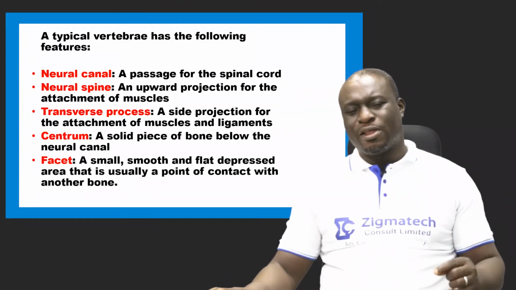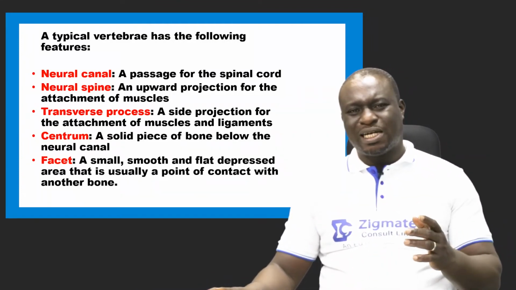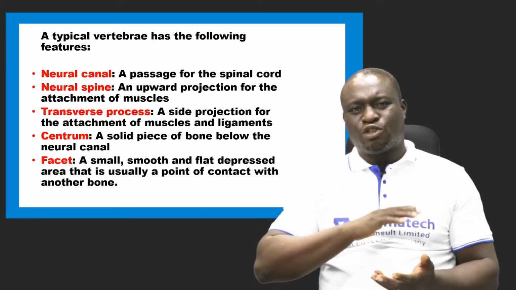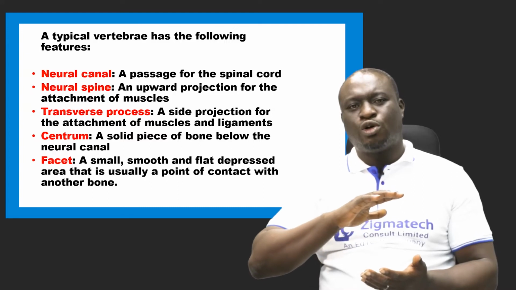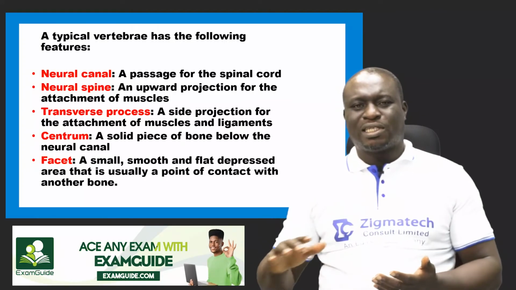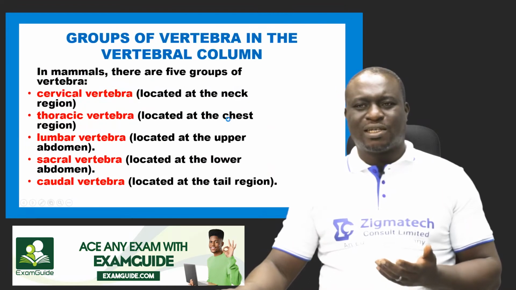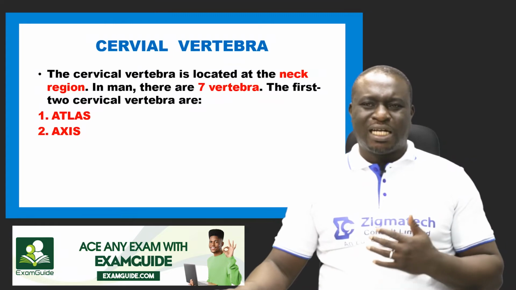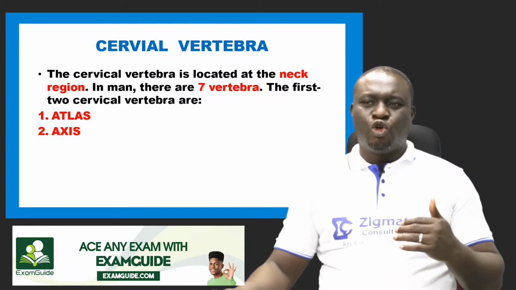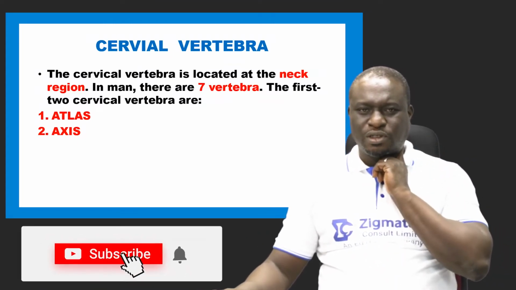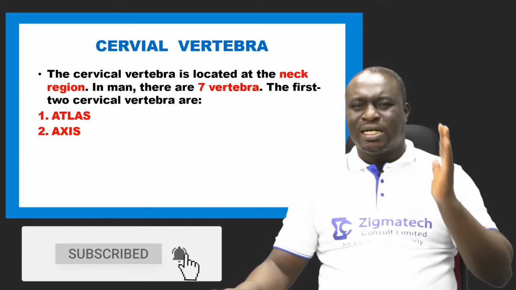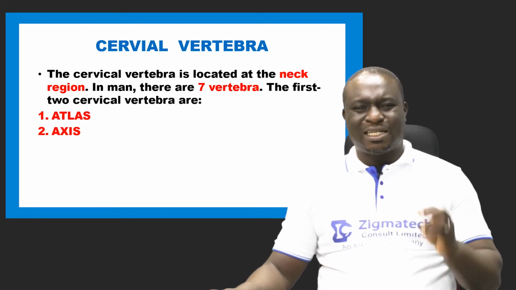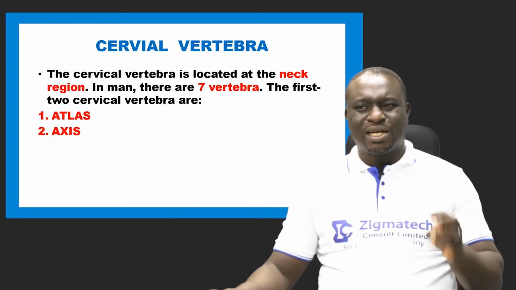Now let's start with the cervical vertebrae. Remember we said that the vertebral column, or the backbone, is divided into 5 major groups of vertebrae. We're going to be starting with the first one, which is called the cervical vertebra. The cervical vertebra is located at the neck region. It consists of 7 vertebrae.